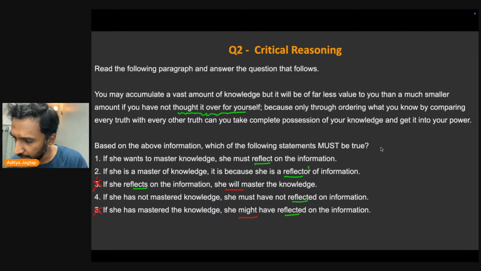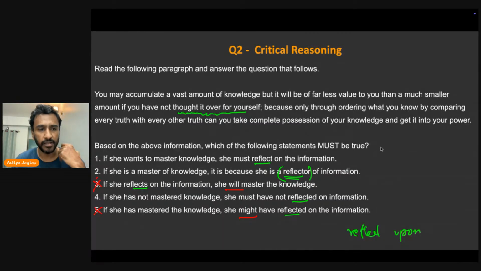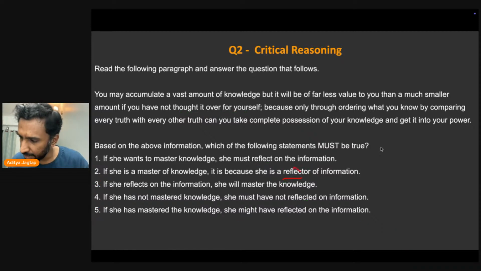But here this reflector is meaningless. This is actually trying to say a surface which will reflect light, for example. To reflect upon something is to think about a particular idea. Reflector of information is not a real thing, and it doesn't make any sense. It's like knowledge is rebounding off of you. So reflector makes the second option invalid. So we have reflector invalid, will invalid, might invalid.